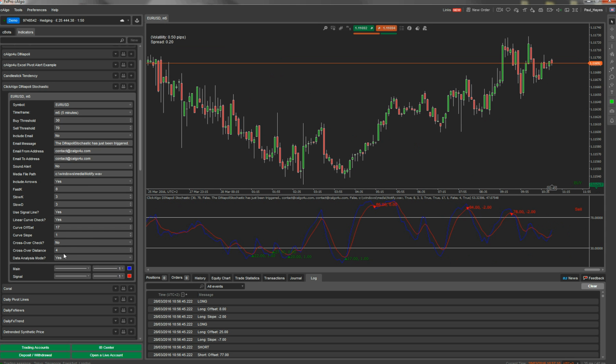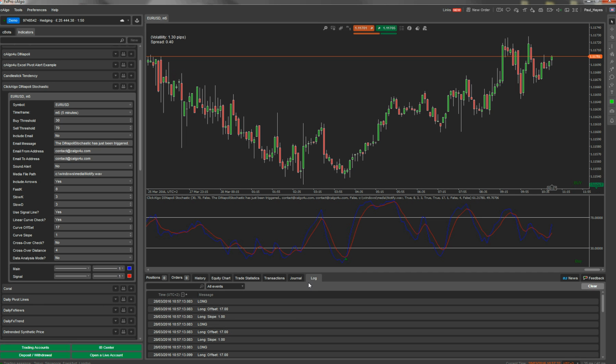Because it redraws, it's best to turn off the data analysis mode and then just type in 17 and 1, which I've already done. So here, whenever 17 and 1 occurs, this indicator will send you an email, make a sound alert, or if you're using it in a robot, you can use the is bullish or is bearish public properties to decide if you want to enter a trade or not.